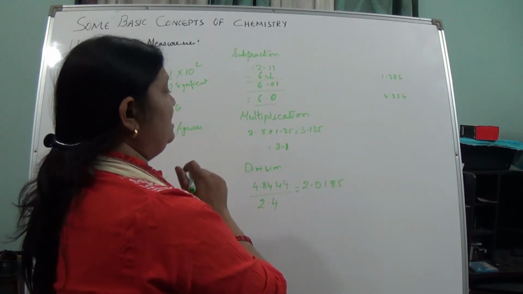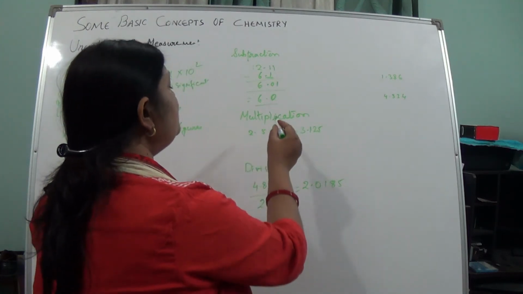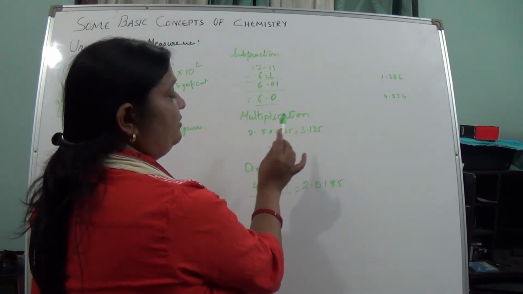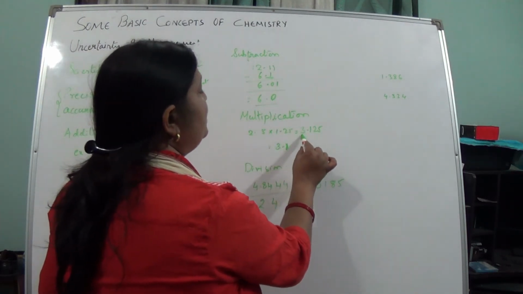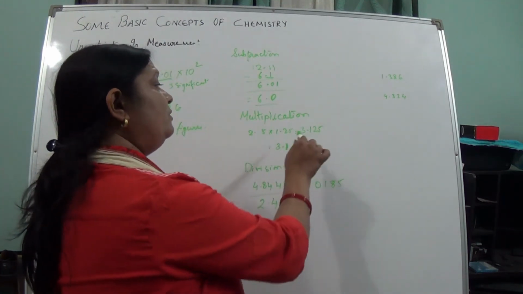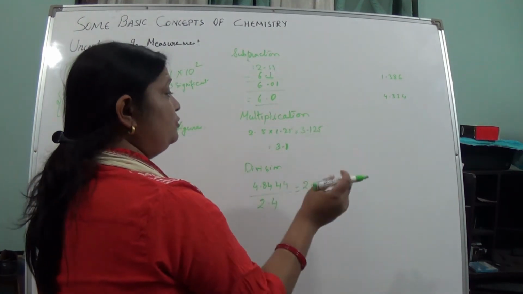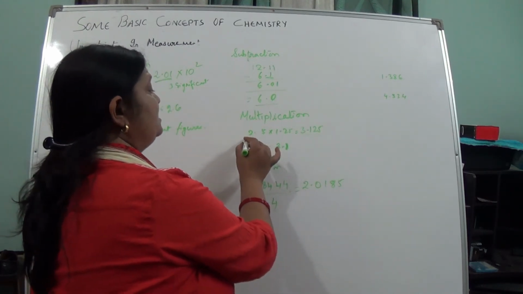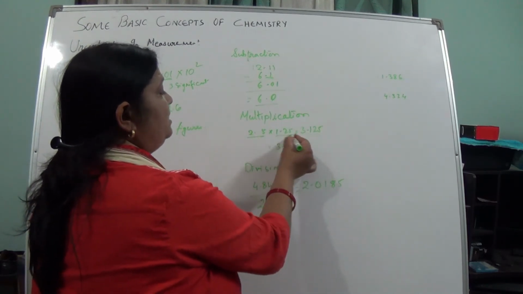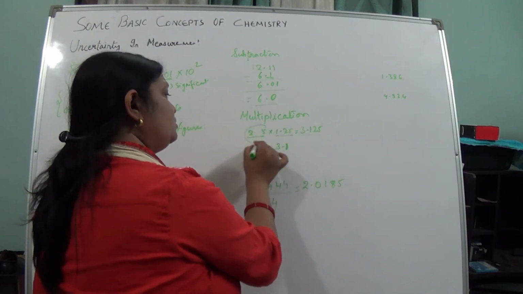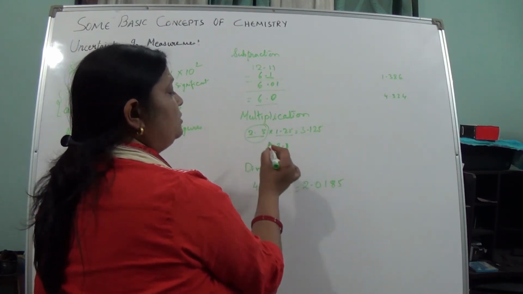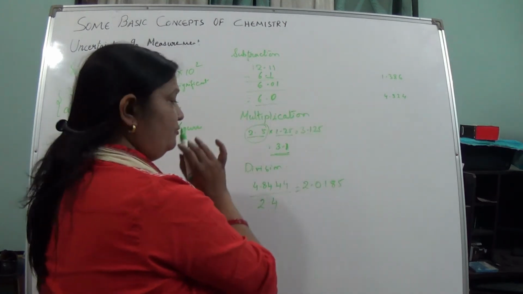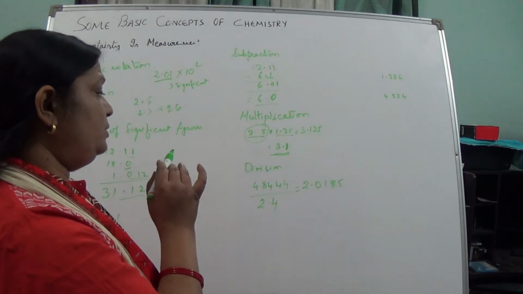Now coming to the multiplication. When we are doing the multiplication, what happens? 2.5 into 1.25 I have taken for the example, and we are getting how much? 3.125. So we will not write 3.125. We have to see the figures in which the least number of significant digits are there. So here it is 2, here it is 3. So we have to take this one. So we will write 3.1 only rather than writing 3.125.